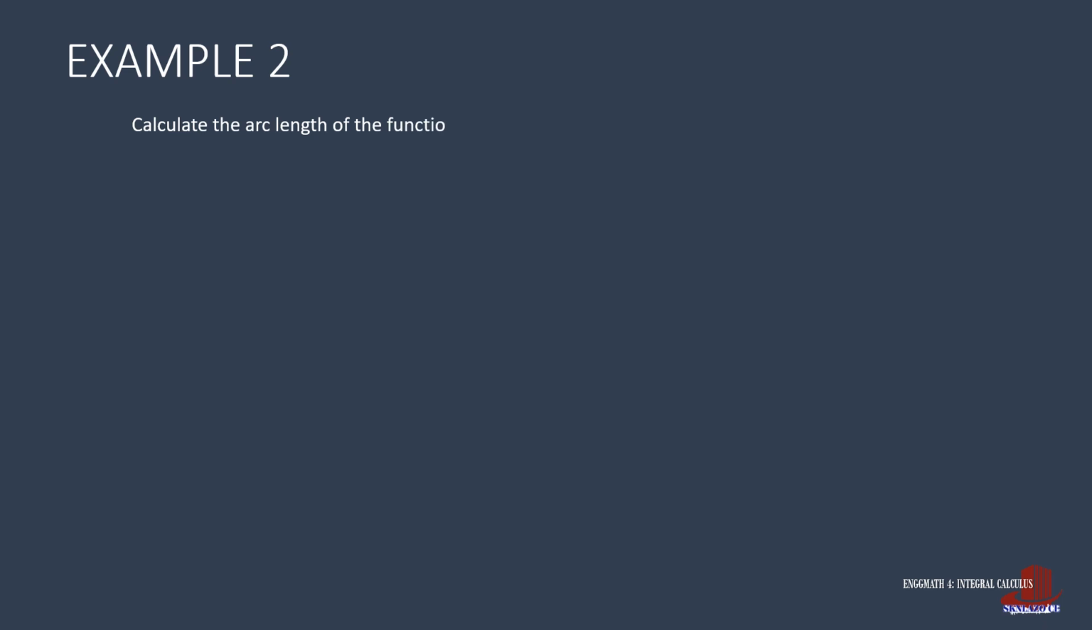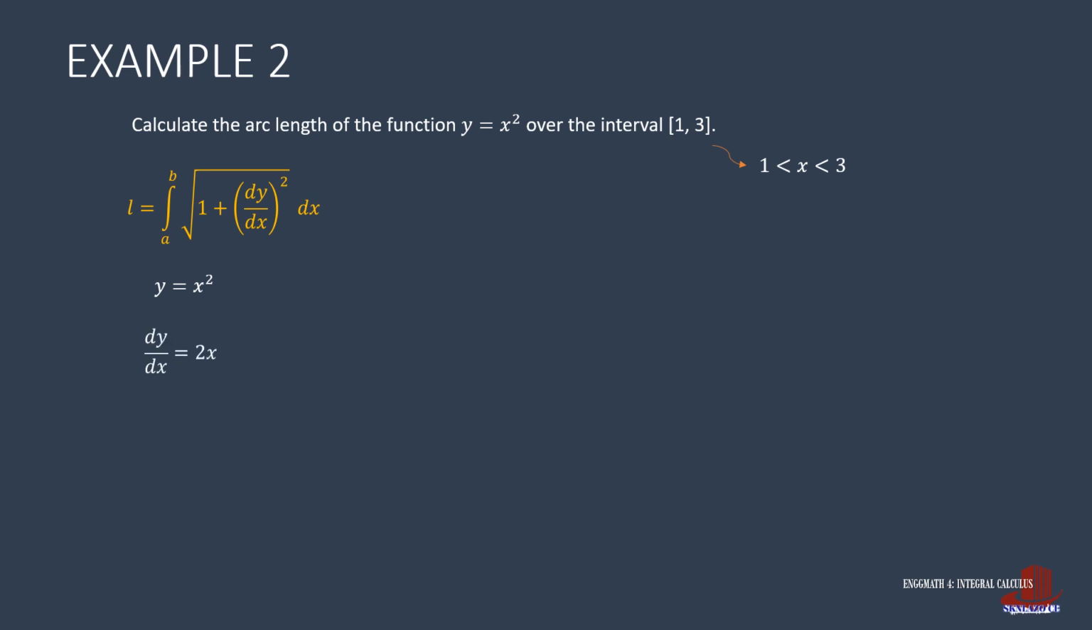Look at the second example, which is seemingly similar with the first. The function is y as equal to x squared over the interval of 1 to 3. The length of curve uses a formula, and we are to plug in the terms. Take note that the interval in the given refers to x as 1 to x as 3. Start with the function y as x squared. Its derivative dy over dx is 2x.